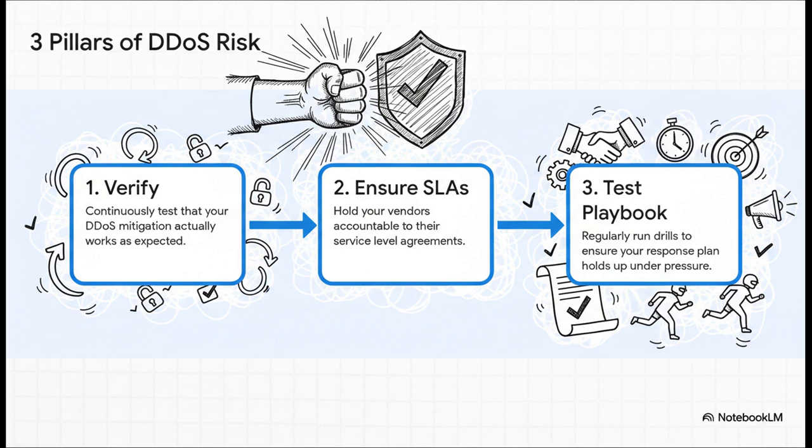1. You have to verify. Constantly test your defenses to make sure they actually work. 2. Ensure your SLAs. Hold your vendors' feet to the fire and make sure they're delivering on what they promised. And 3, and this is the big one, test your playbook. Run drills, simulate attacks. Make sure your team has the muscle memory to know exactly what to do when those alarms start blaring. That's how you turn a plan on paper into a real battle-tested strategy.